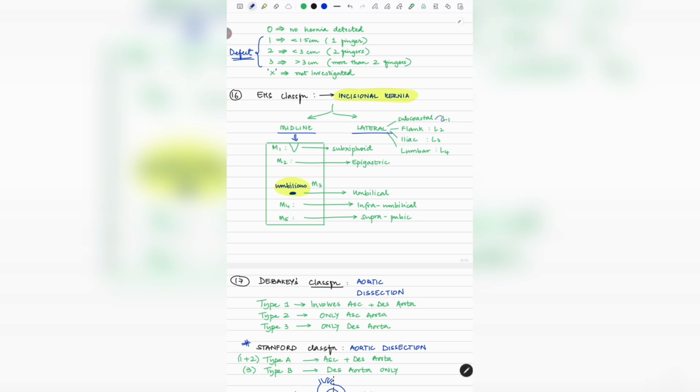Lateral: it is subcostal, flank, iliac and lumbar, right? L1, L2, L3, L4. Remember how it goes: subcostal is very near to the ribs, right? The next is flank, then iliac, then lumbar. Okay, from far to near, they are coming inside, coming medially, from lateral to medial.